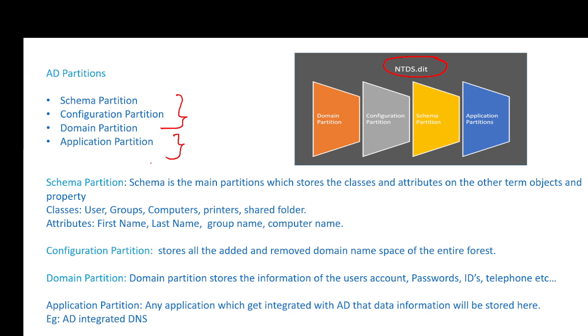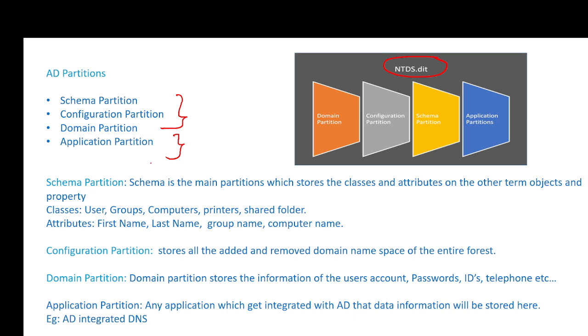And the domain partition will store all the domain related information. Say for example, under Tata, you have taken Tata Software. That Tata Software information, like how many user accounts are there, what their passwords are, and what the security information is, those things will be stored in the domain partition.